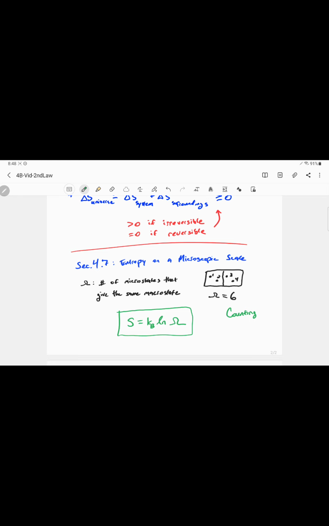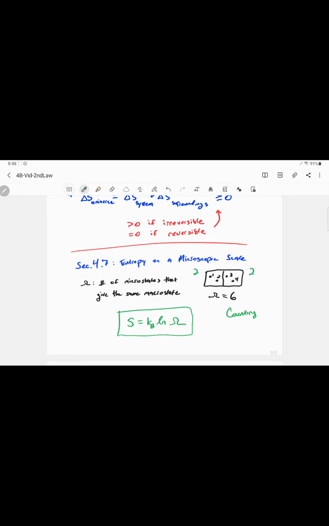So you could look at this two ways. Macroscopically, here the particles are numbered, but you wouldn't be able to tell the difference. If they're all the same type of molecule, when particle 1 hits the wall, you're not going to be able to tell the difference between particle 1, 2, 3, 4. So the macrostate here is 2 particles on the left and 2 particles on the right.